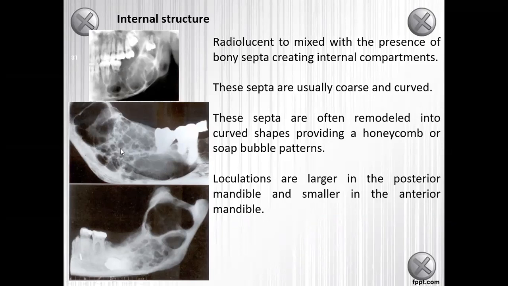But if you see this picture, it looks more of a honeycomb, because the locules are very small in size, and they're arranged one over the other. Okay, the septae are giving the curvaceous appearance or a coarse appearance. So in ameloblastoma, you can see both the features, that is your honeycomb and soap bubble pattern. Next, loculations are large in the posterior mandible and smaller in the anterior mandible.